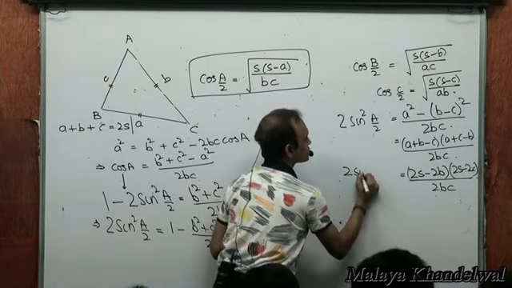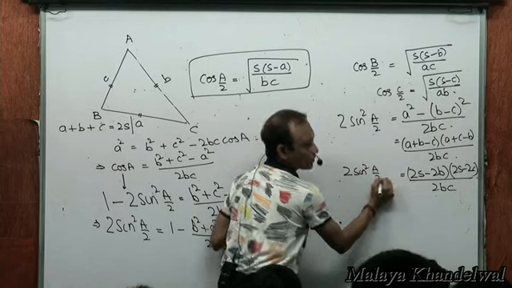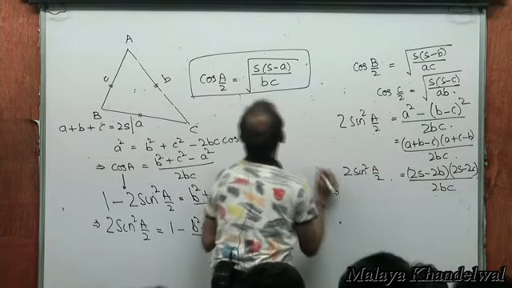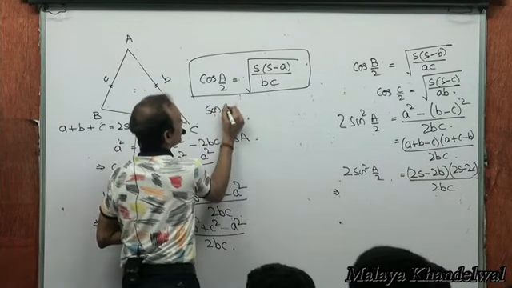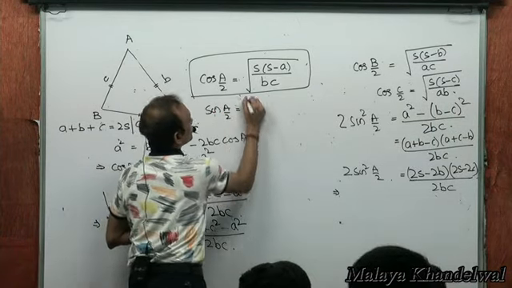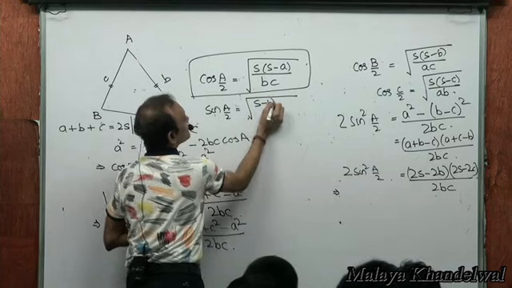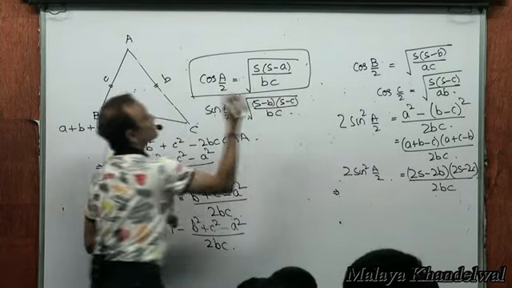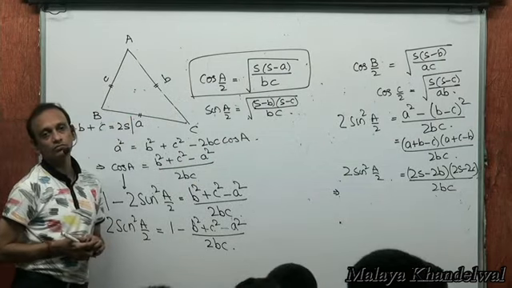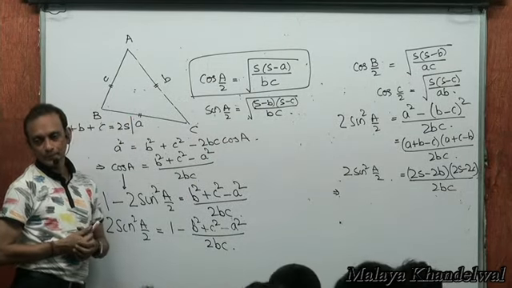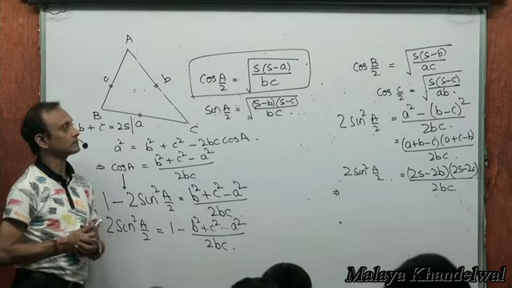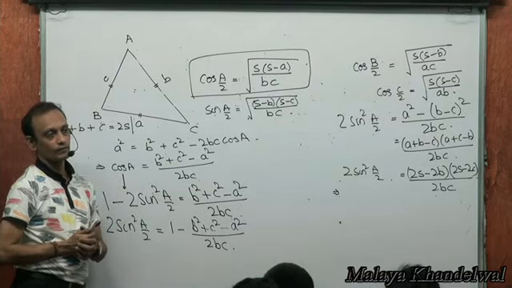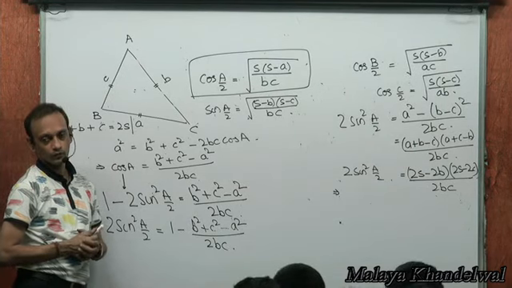This is 2 sine square A by 2. Right? Sine A by 2, therefore, is root of (s minus b) into (s minus c) divided by bc. Again, sine A by 2 will always be positive. Right?